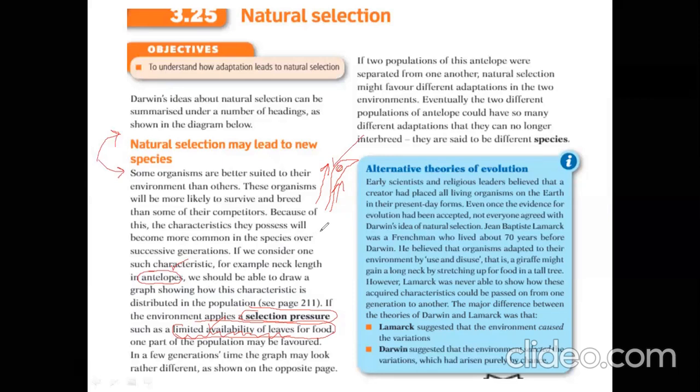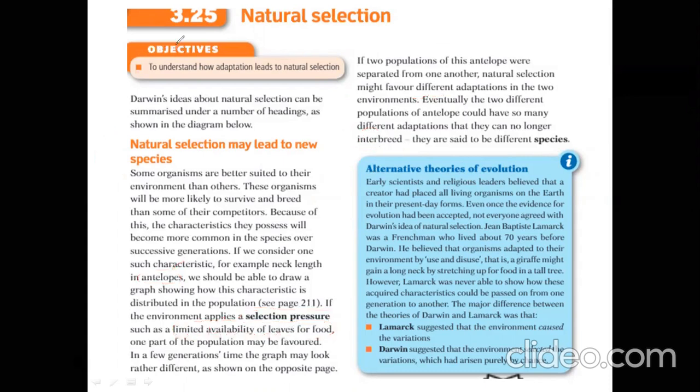Right? So if two populations of this antelope were separated from one another, natural selection might favor different adaptations in each environment. Eventually, the two populations of antelope could have so many different adaptations that they can no longer interbreed. When they reach that limit and can't reproduce further, they are said to be different species. A new species arises now. Am I clear up to here?